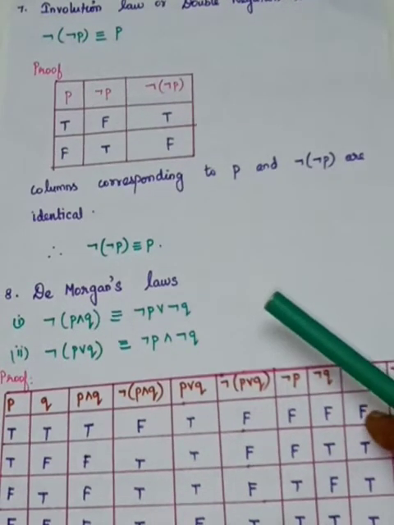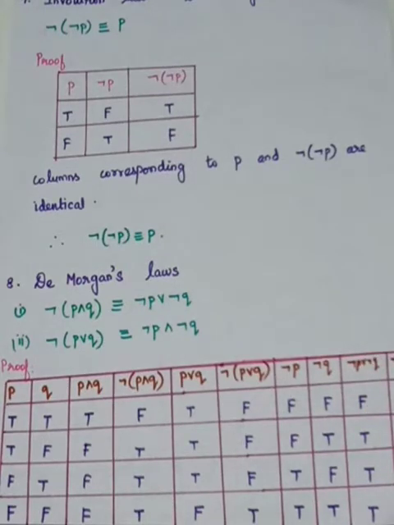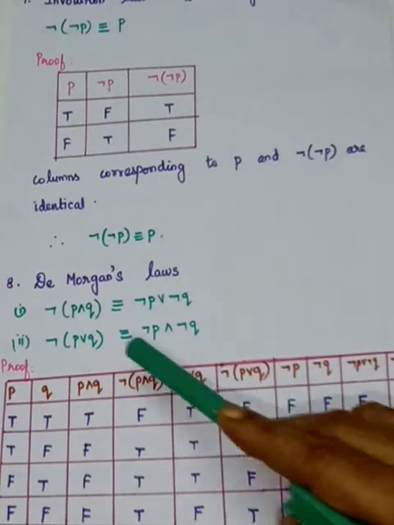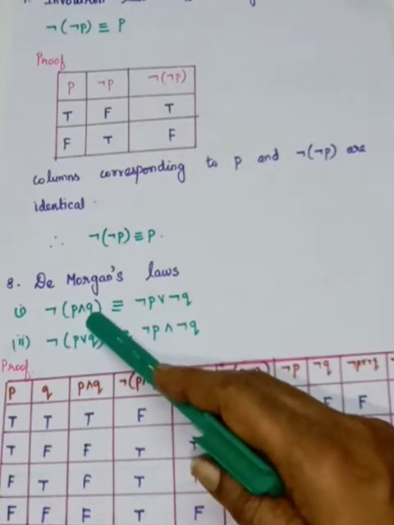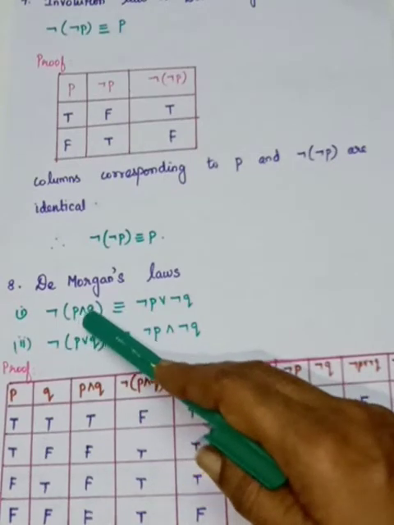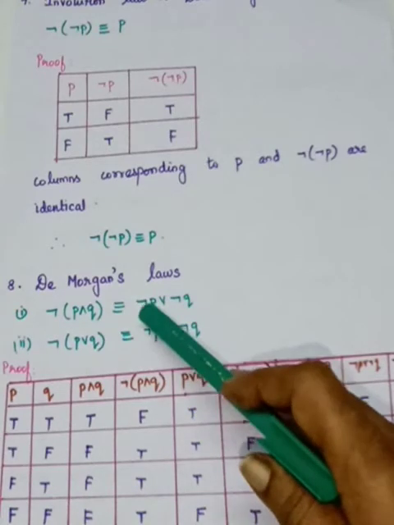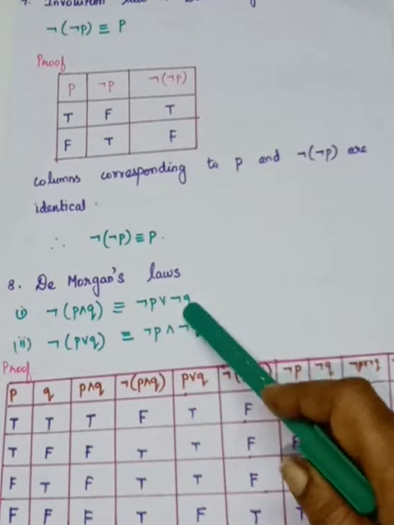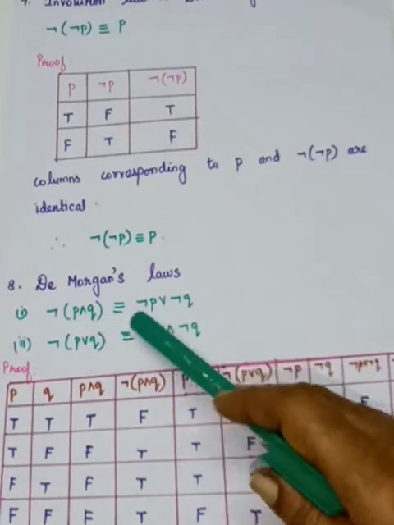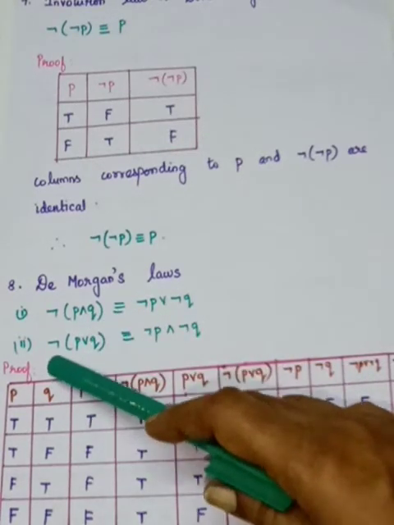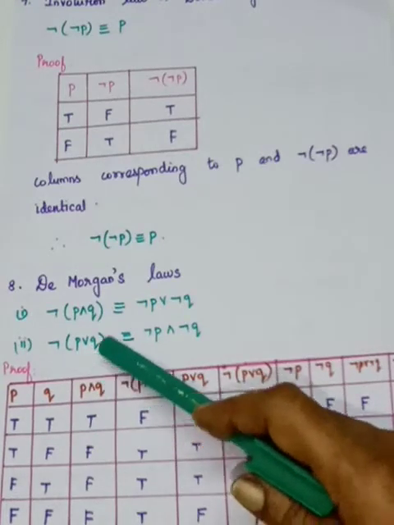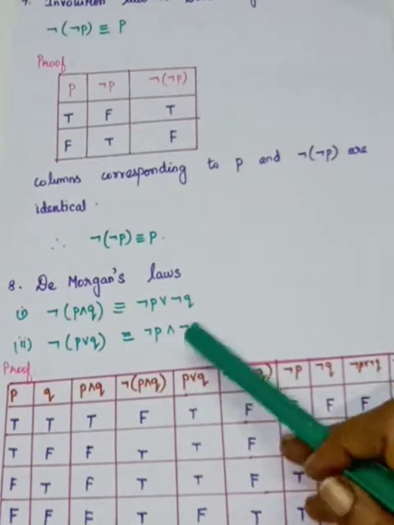And the eighth one, we are moving to De Morgan's law. You have studied De Morgan's law in sets: A union B the whole dash is equal to A dash intersection B dash. In the same way, negation of P and Q. Here the and connective is used. It is equivalent to negation P or negation Q. Here and is used, here you are having or. In the same way, negation of P or Q can be written as negation P and negation Q.